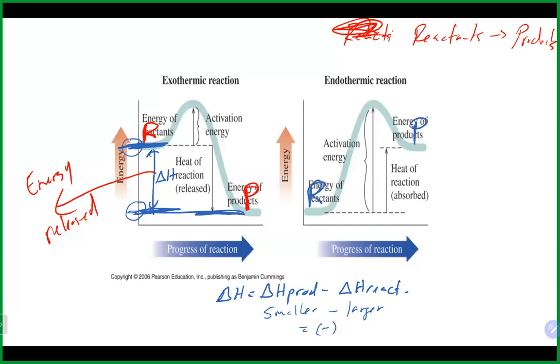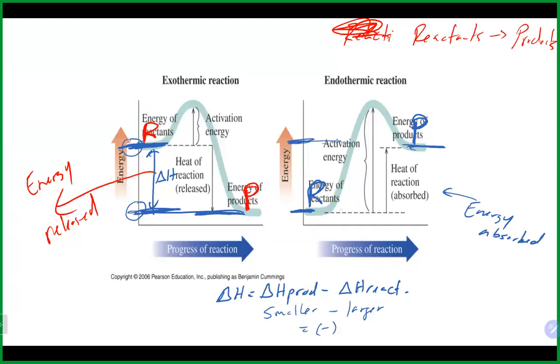Now, if we look at the one on the right here, this is our reactants. This is our products. And once again here, we see in this case, though, that our reactants are actually lower in energy than our products. And that means in order for our reactants to get up to the products in terms of energy, energy has to be put in or absorbed for those to get up there to the products.